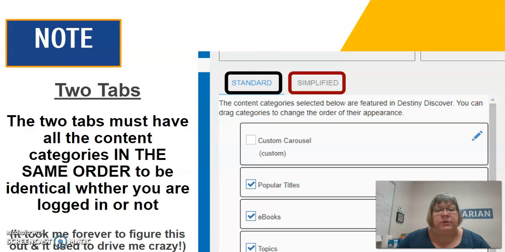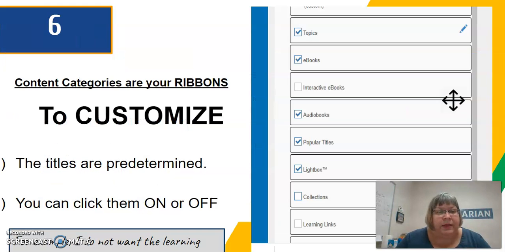So you've got to arrange your ribbons in the exact same way to be identical whether you're logged in or not. And it took me forever to figure this out because sometimes it would look one way and sometimes it would look another, and it would drive me crazy. But I finally figured it out. And so I'm giving you the tip. You've got to have both tabs arranged the same way.